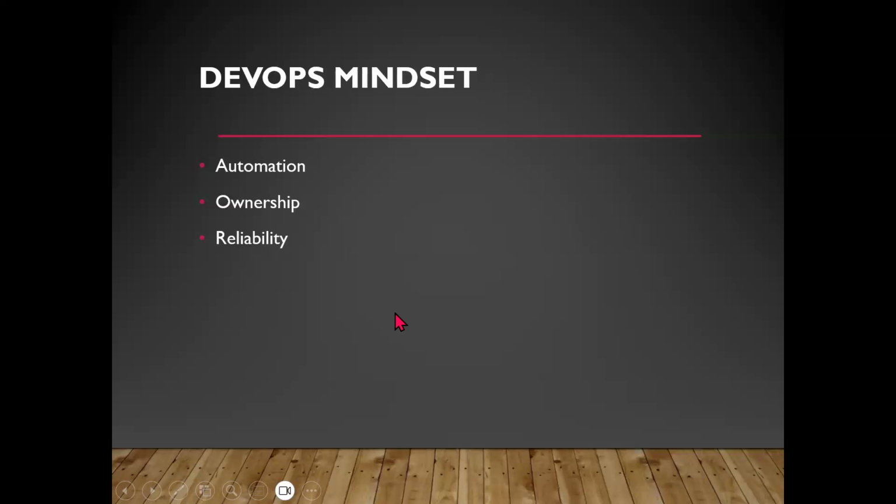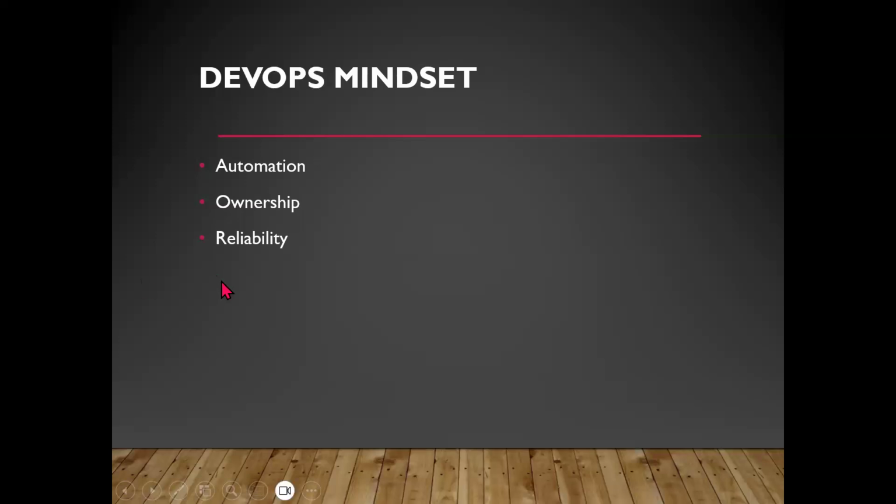So at the end of the day, the DevOps mindset is basically three things: automation, ownership, and reliability. Automation means that we want to automate everything as much as possible. You want to minimize human intervention. There is a very popular philosophy in DevOps: you want to be able to build once and deploy many. So we do things once manually, and then the process can repeat itself.